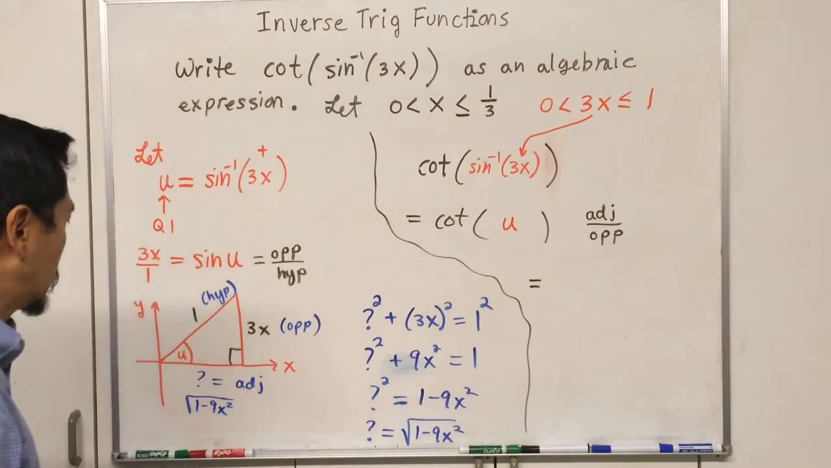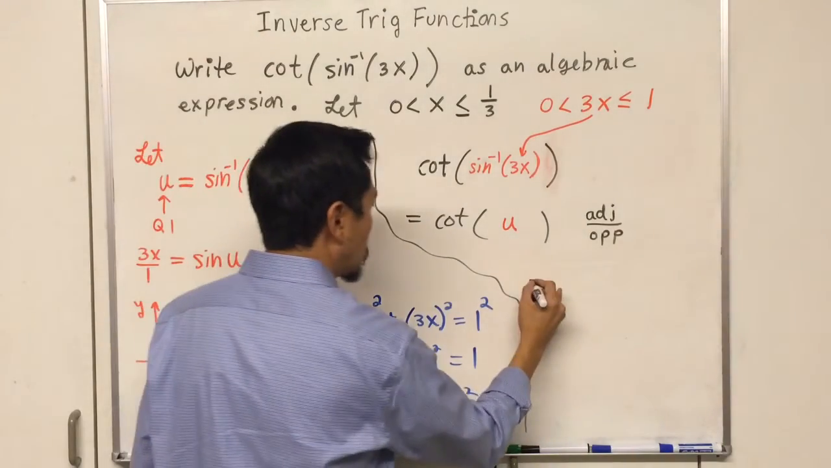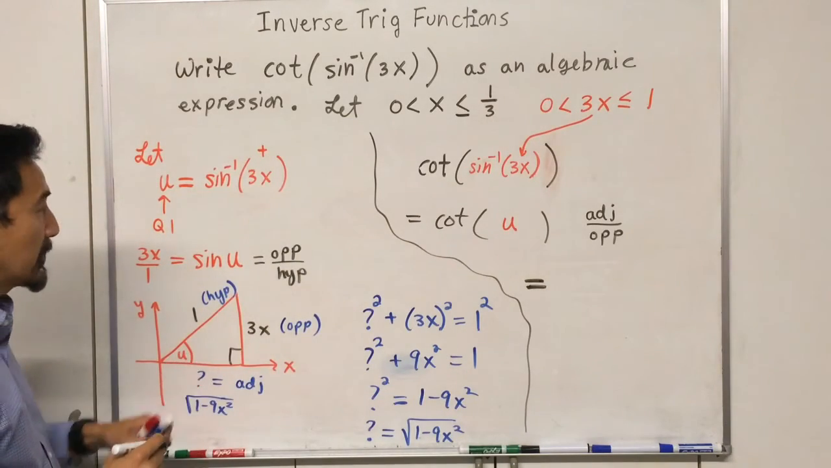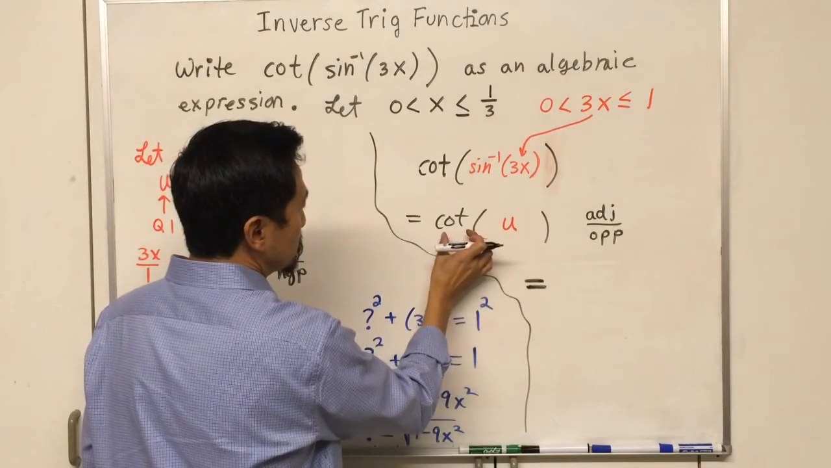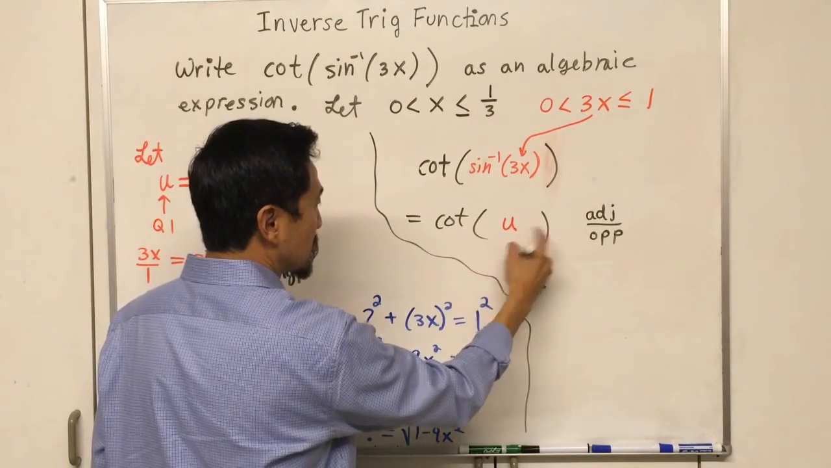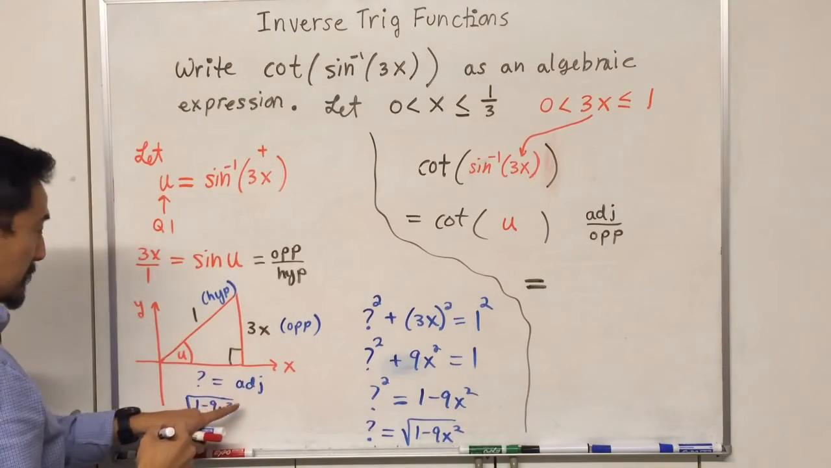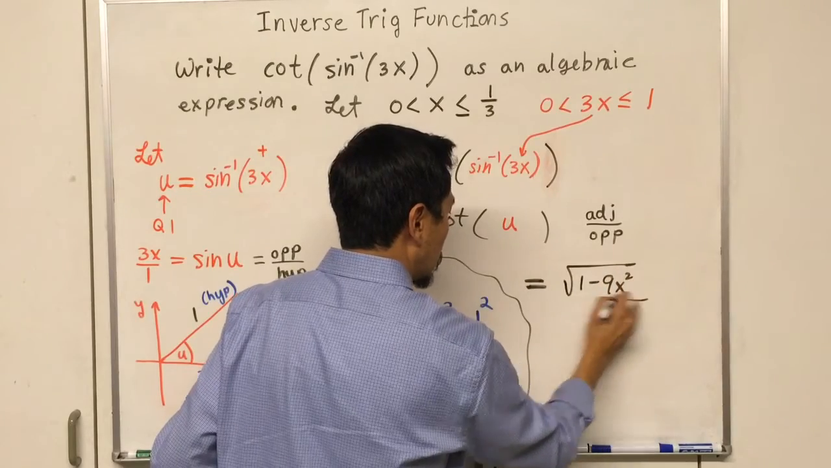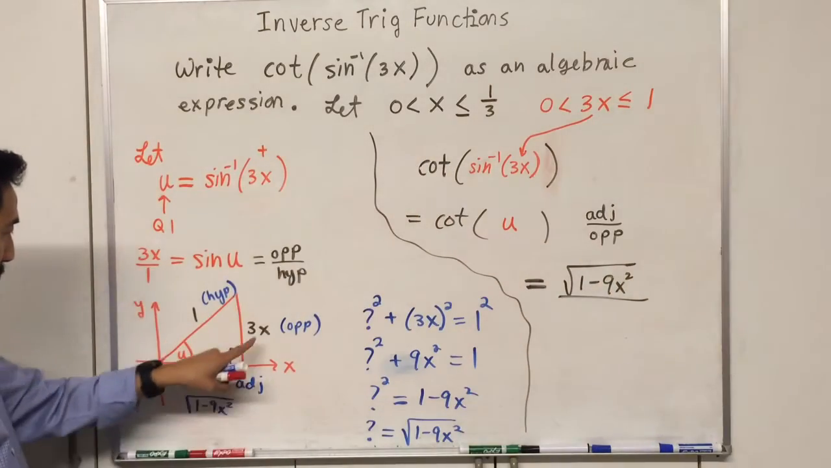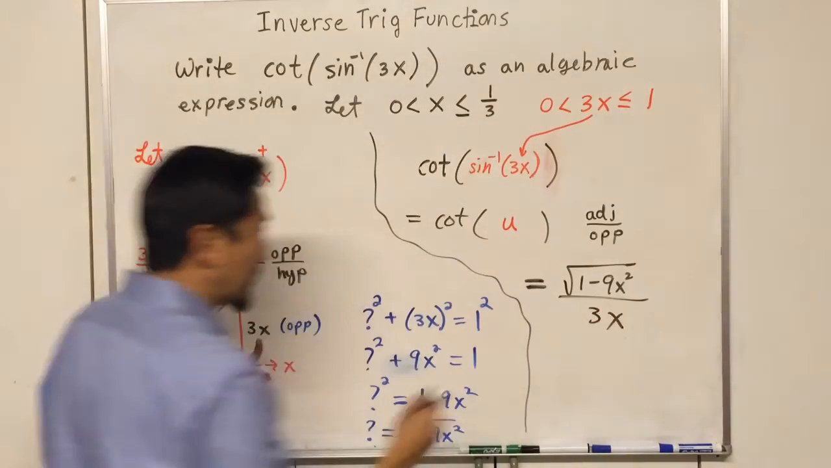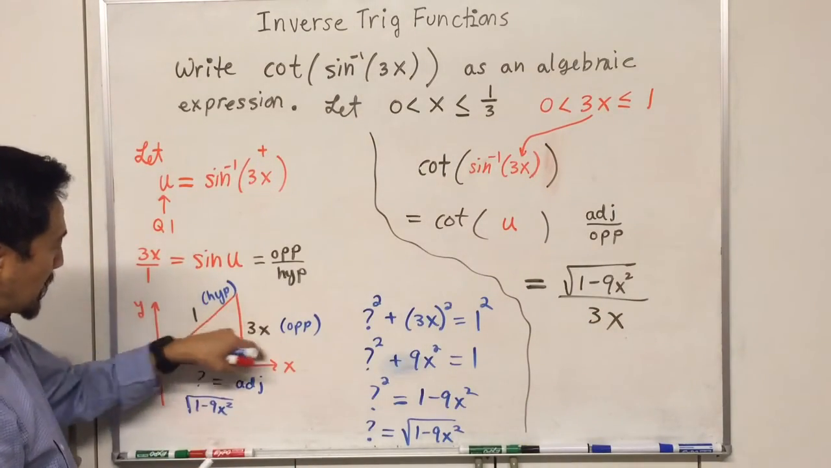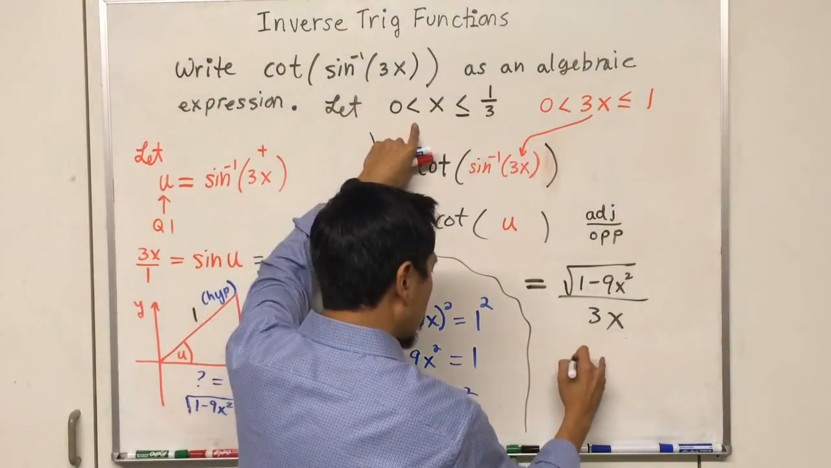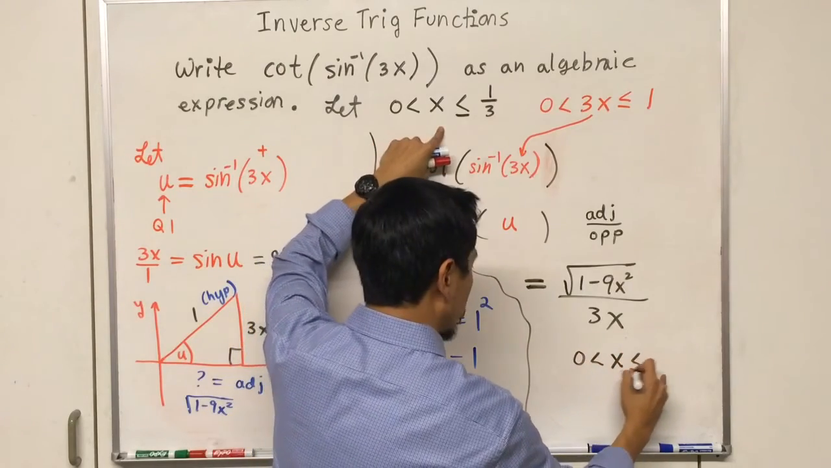But cotangent in quadrant 1 is positive, right? So we know that this angle is in quadrant 1. So now all we have to do is set up a ratio of adjacent, which is the square root of 1 minus 9x squared, all divided by the opposite, which is 3x. So there we have it. Adjacent side divided by opposite side gives us that ratio. And that is true for x's that lie in this interval here.